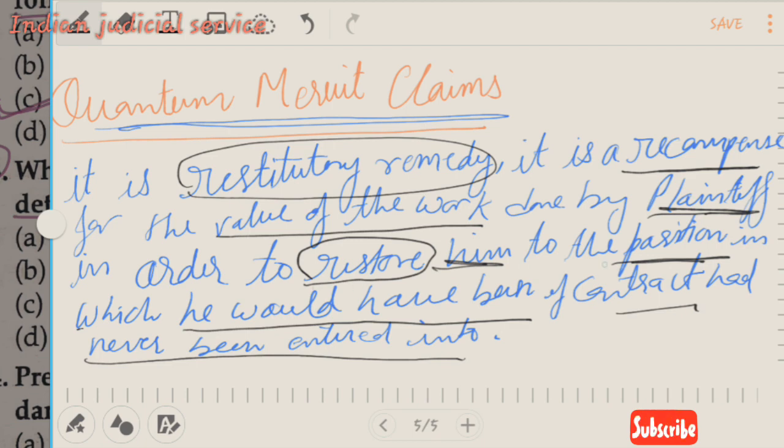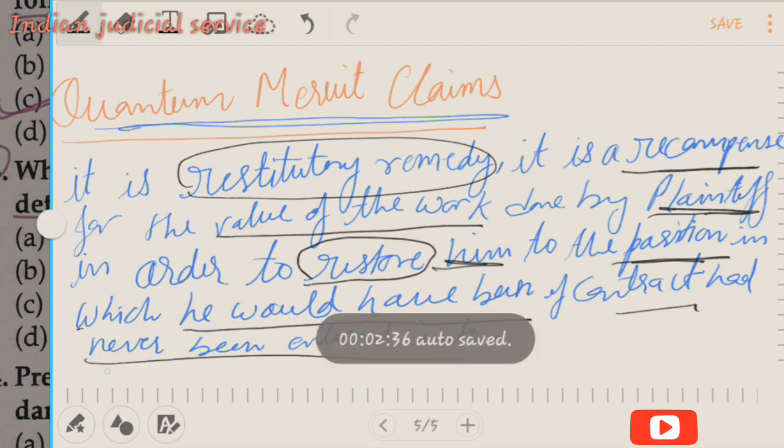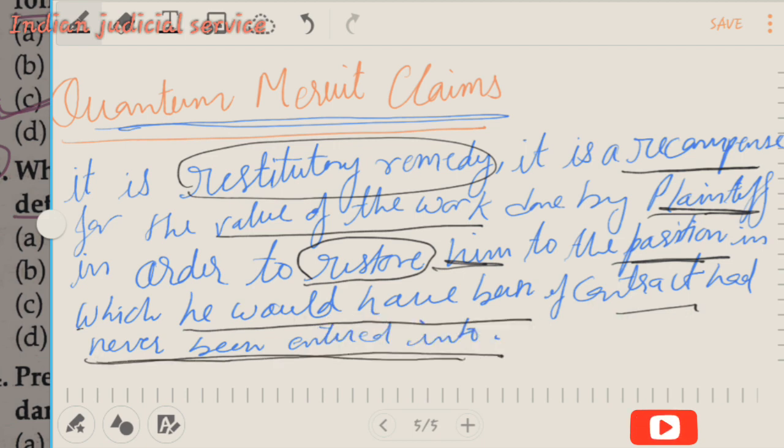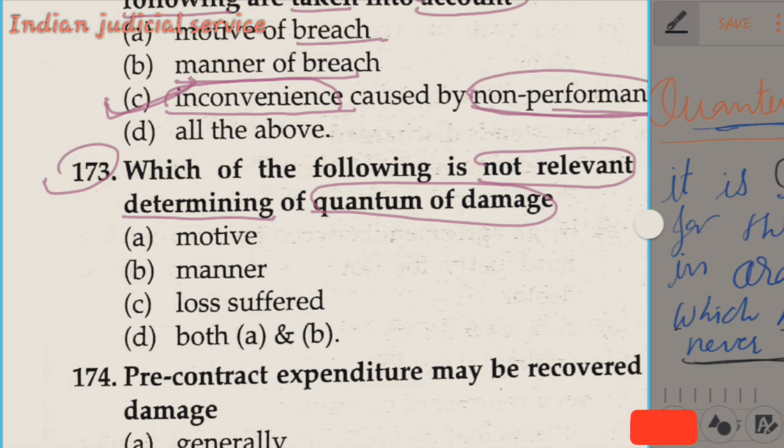So restore him to the position in which he would have been had the contract never been entered into. So this is provided in a quantum meruit claim. So it is the quantum of damage.